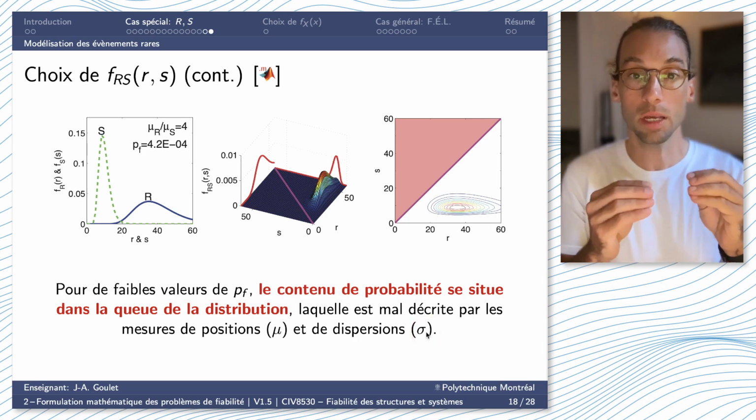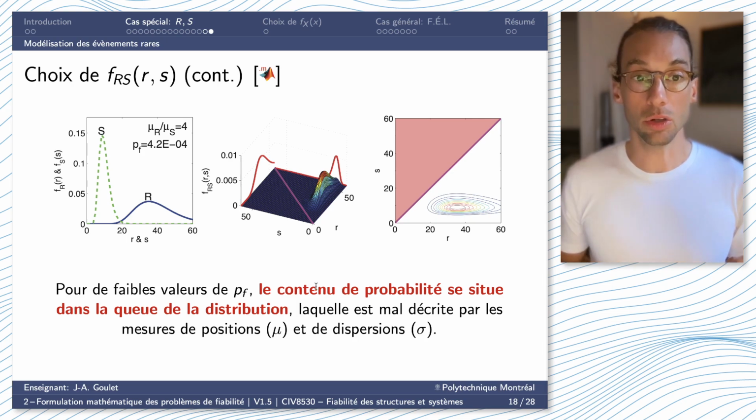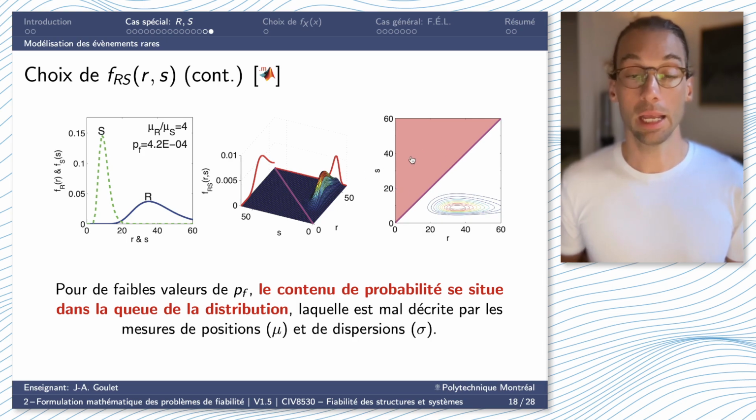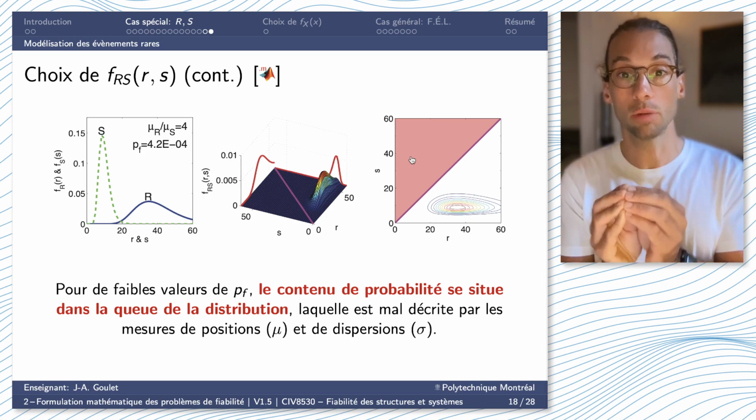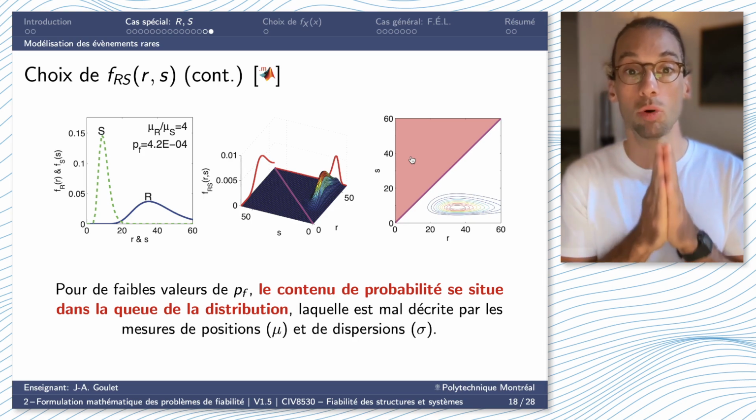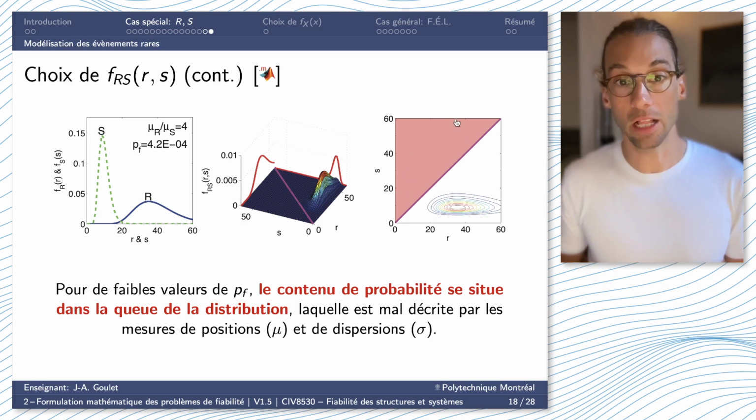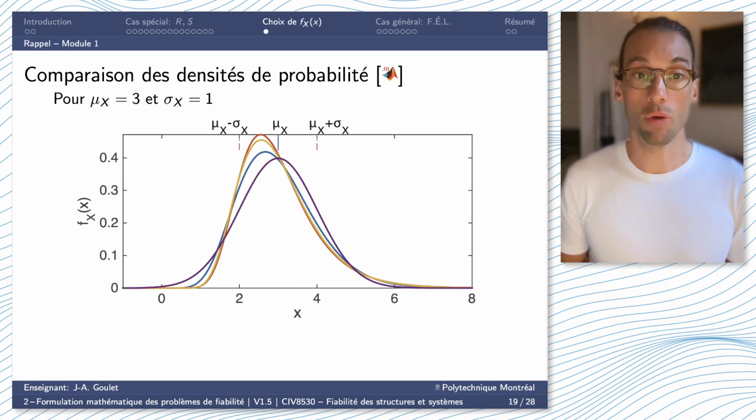Just because two probability densities look very similar in the center of the distribution does not mean they look the same in the tail. Whenever we want to compute the probability of failure, we want to compute what happens in the tail of this distribution, for rare events.